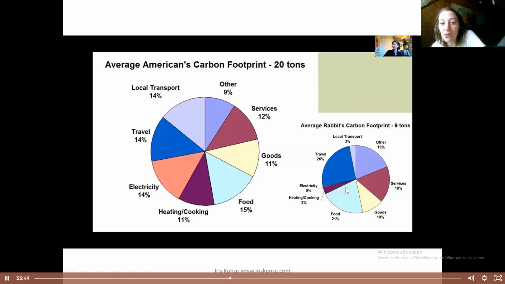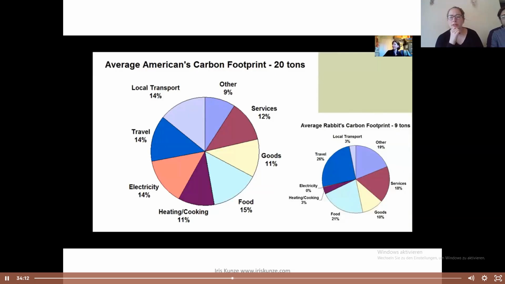You see, food is still also a large amount. I wonder why, because they have their own food, but maybe they're not living vegetarian, because vegetarian food reduces the carbon footprint by a lot. Do you have a question, Kathleen?